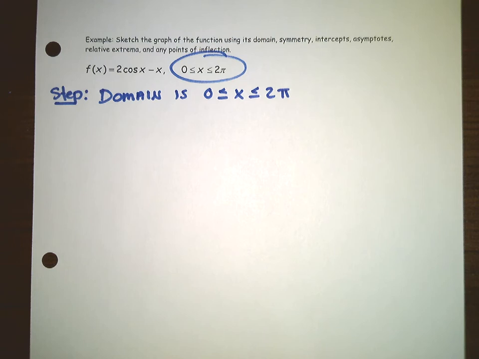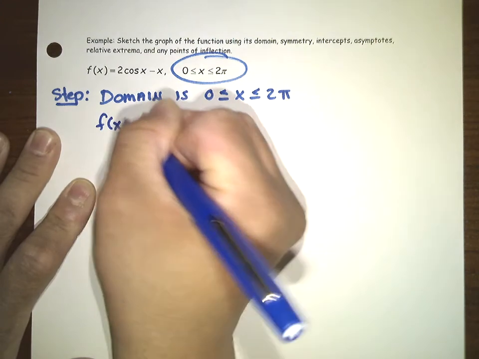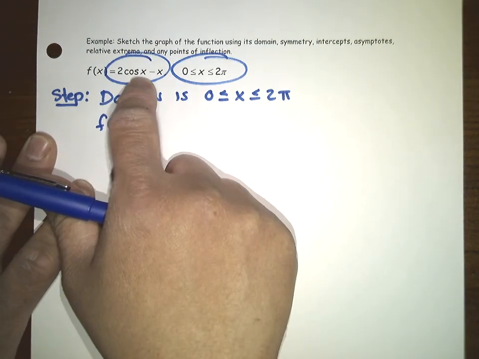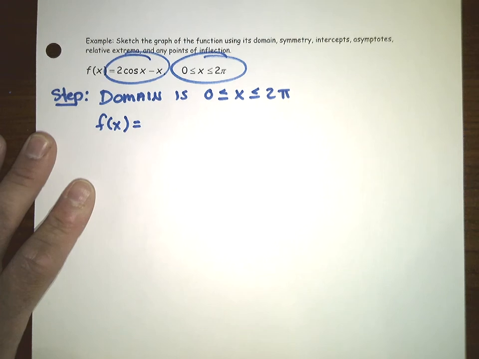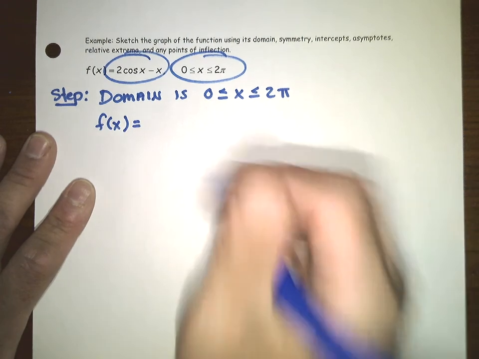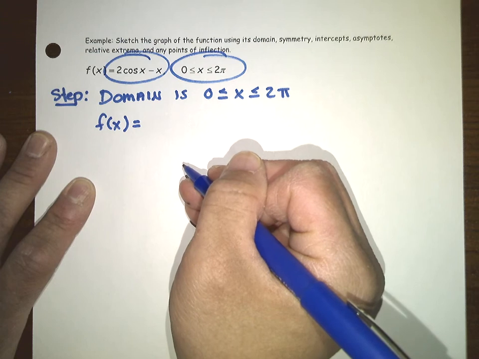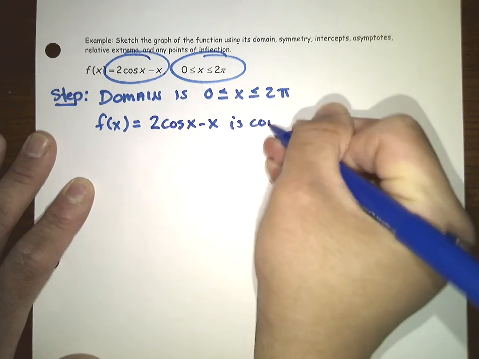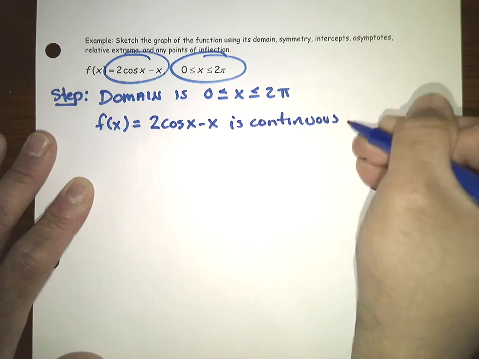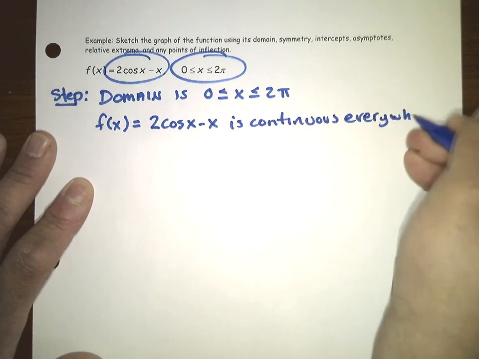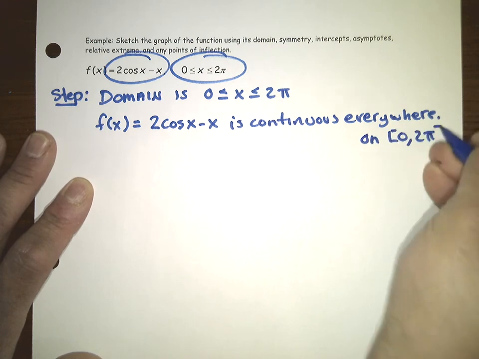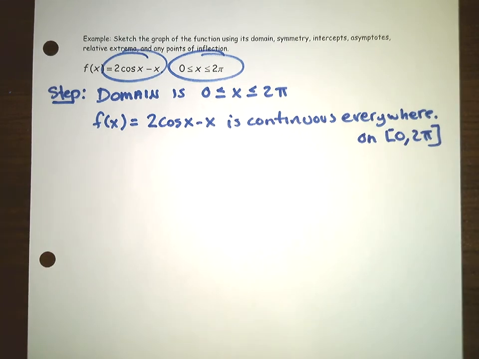Then I want to know if f is discontinuous anywhere, but if I look at what f of x is, cosine is continuous everywhere, and x is continuous everywhere. So then I know that f of x equals 2 cosine x minus x is continuous everywhere. In particular, it's continuous everywhere on the interval 0 to 2 pi, although, again, it's continuous everywhere.